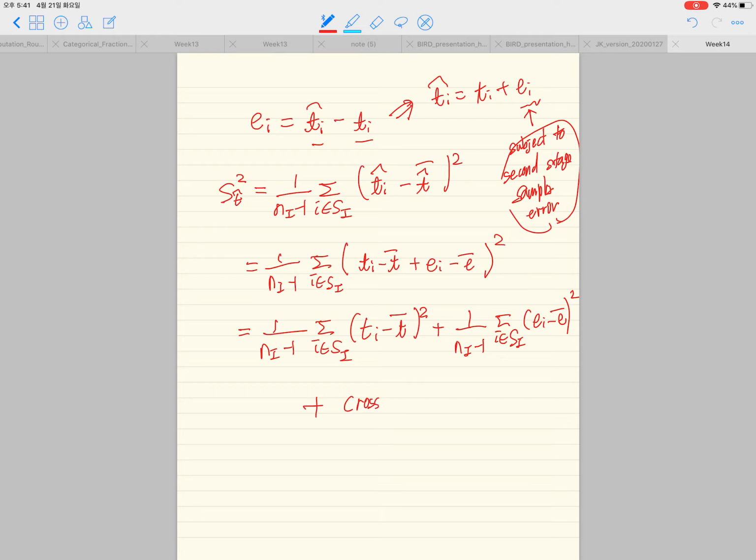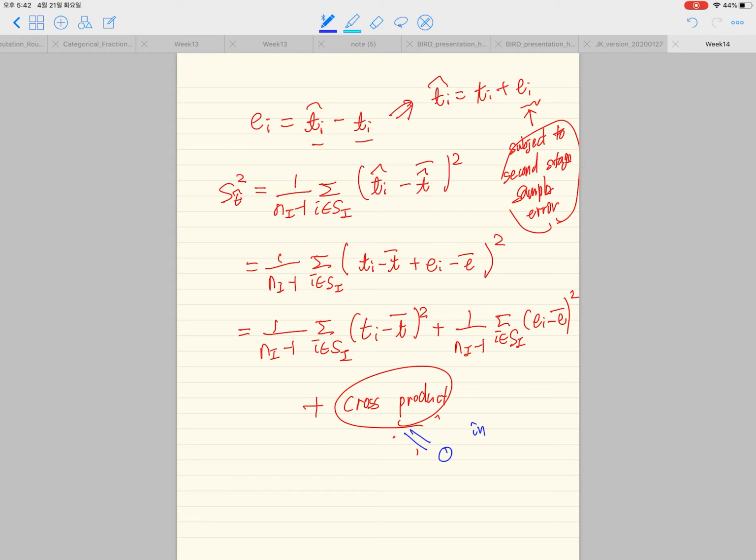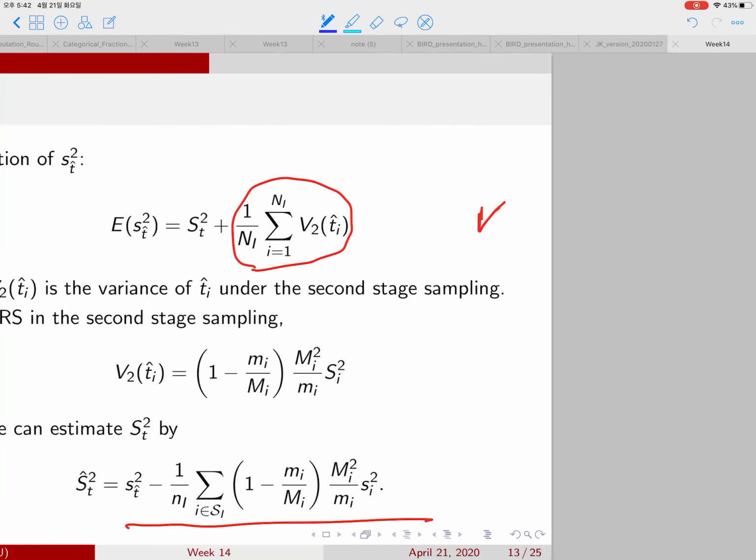Plus the cross product, right? And it turns out that the cross product term has zero expectation. So here's a sketch: the cross product term is equal to zero in expectation with respect to the second stage sampling. Then the first term is unbiased for S_T squared. This is what we want. And then this is the additional term, and this is in the end unbiased for the additional term, which is something like this. Okay, so that's the basic idea, and that's how you get this one.